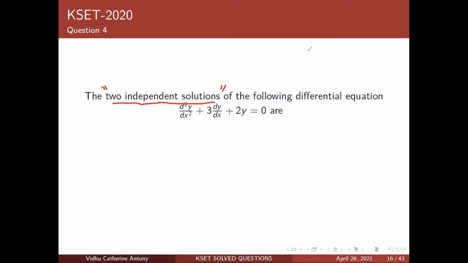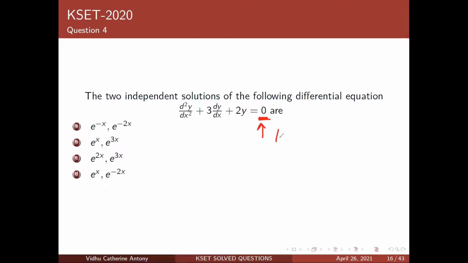So it's not the complete solution that they're looking for, but rather two independent solutions, and how do you find them? These are the several options that are given to you. Now, what I want to tell you in particular is that this problem is pretty easy, because the RHS does not involve any function of x, so it's simple and easy to calculate.